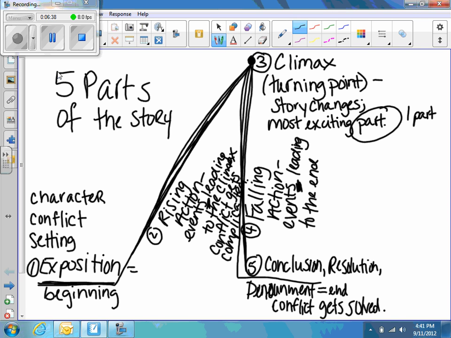So just to review one more time, our 5 parts of the story, we have exposition with character, setting and conflict. We have rising action, which are all of our events leading up to our climax, which can also be called the turning point. That's again where the story changes. It's the most exciting part. Then we fall all the way down with our falling action, which are our events leading to the end. And then we have our 5th part of the story, which is the conclusion, resolution, or denouement, which is the end, and our conflict gets solved.